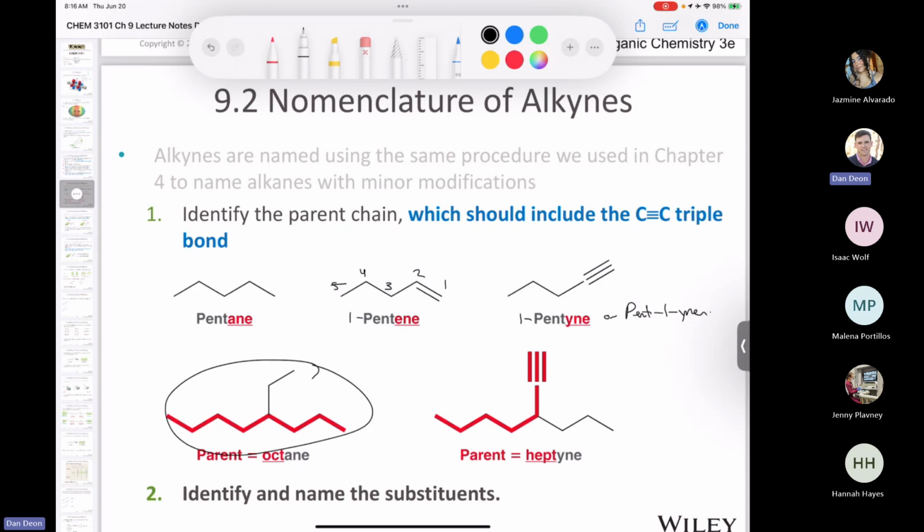Now, if this compound here, you see that it's got this ethyl group on it, and the longest chain is the octane. Well, we still have the octane in here, but now it doesn't count as the parent. Why? Because it doesn't possess the triple bond. So for this compound, you have to go with the chain that's highlighted in red. And so it's a 1-heptyne. And if you count 1, 2, 3, you'd call this 3-propyl-1-heptyne. Or you could call it 3-propylhept-1-yne. Either one is perfectly cool.